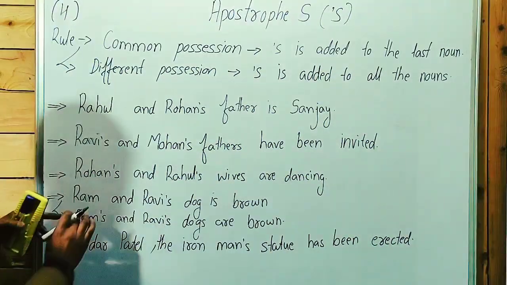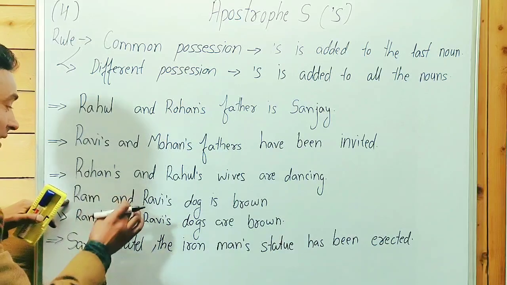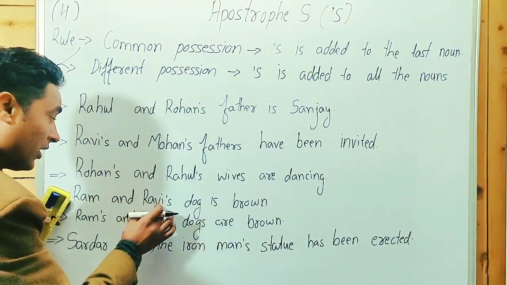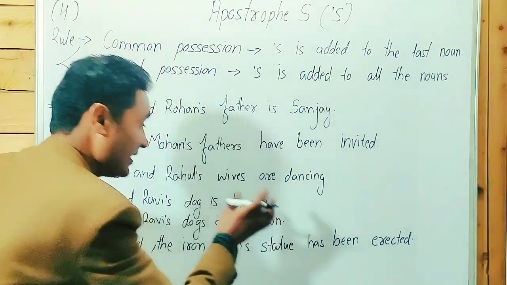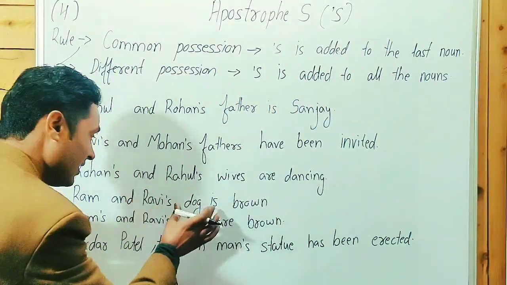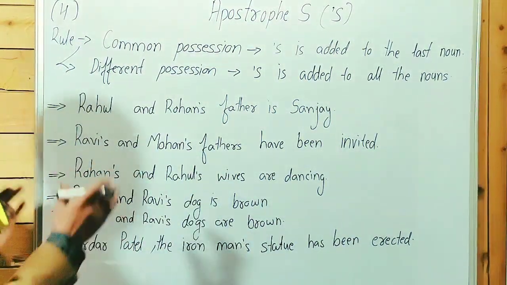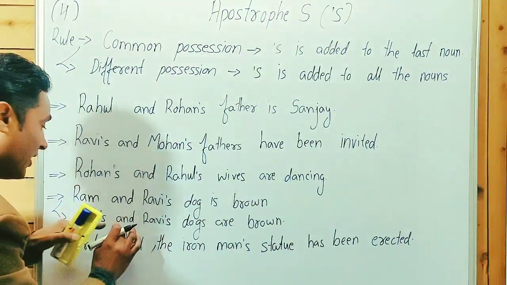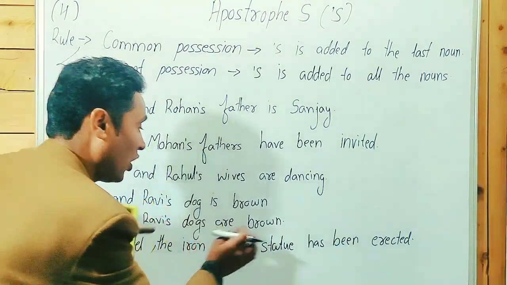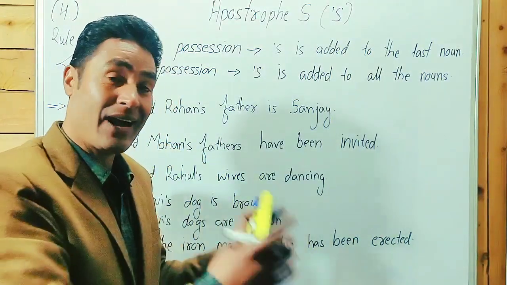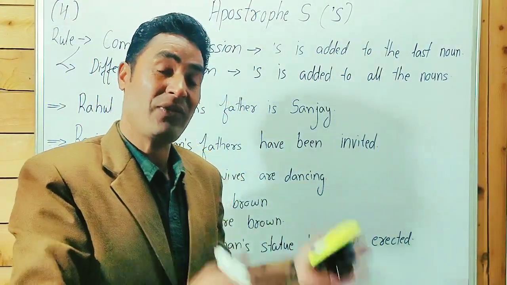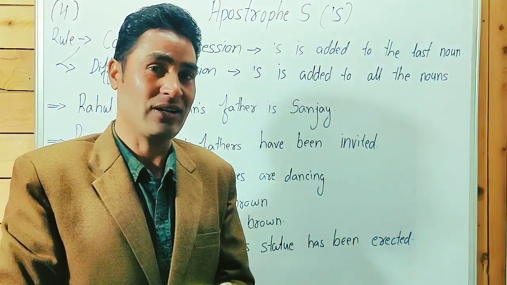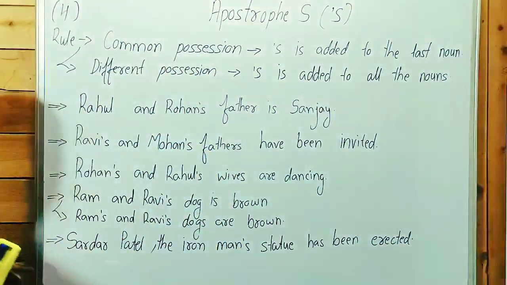Point to be noted: Ram and Ravi's dog is brown. In this case, the dog is only one common possession. When we say Ram's, Ravi's, Rohan's, Sohan's dogs are brown, it means they have many dogs, each a different dog. I hope you understood.